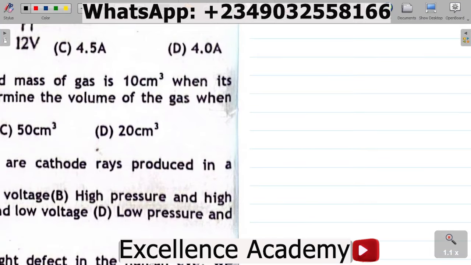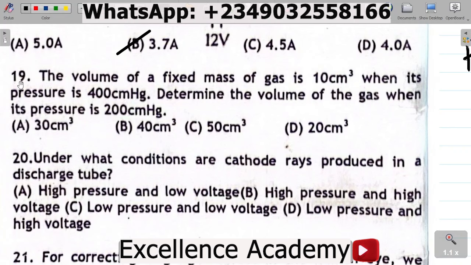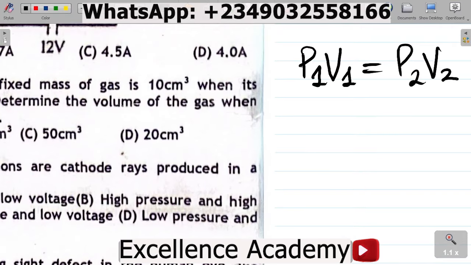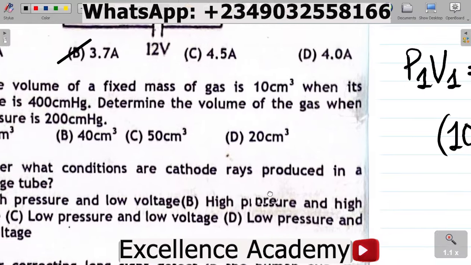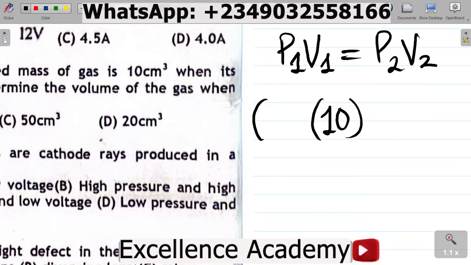From Boyle's law, you want to recall that P1 V1 is equal to P2 V2. In 19, you were told that the volume of a fixed mass of gas is 10 cm cube. That means V1, which is this, is 10. So this is V1, 10 cm cube. They said when its pressure is 400. So P1 is 400. So I'll have 400 here. So P1 400, V1 10. All right, let's proceed. It's equal to P2 V2.